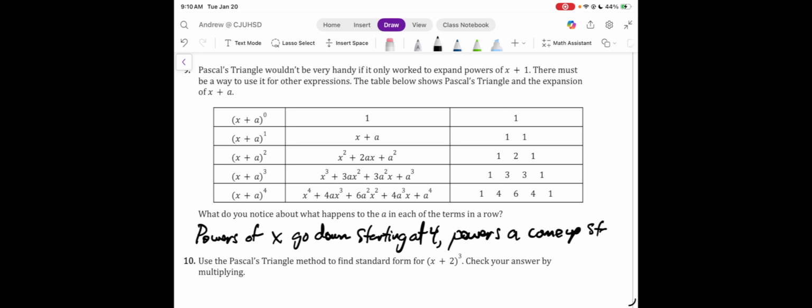Starting at... well, it would be starting at 0 because you don't even see the a, and then suddenly the a pops up. So it must be starting at 0.